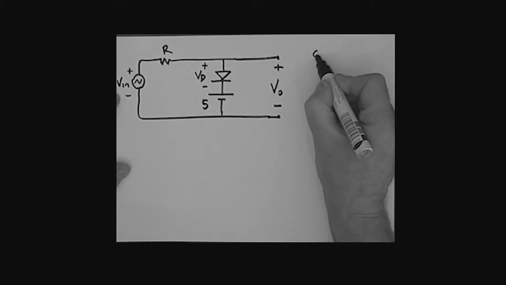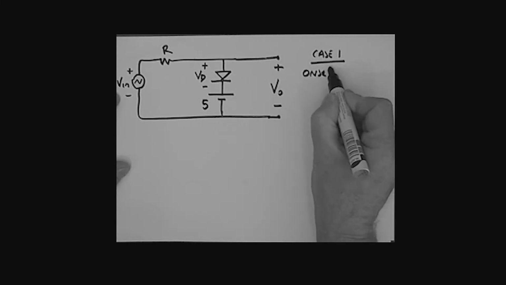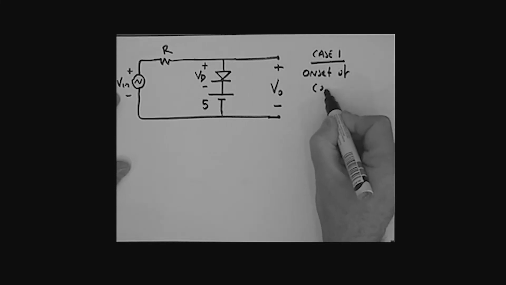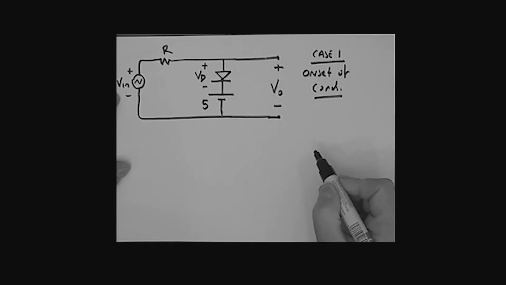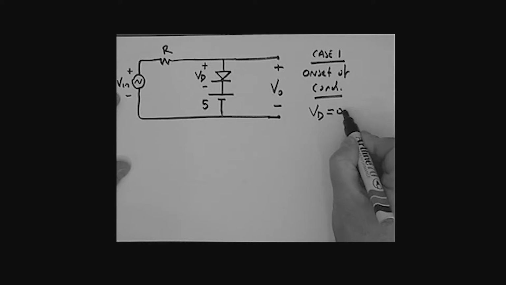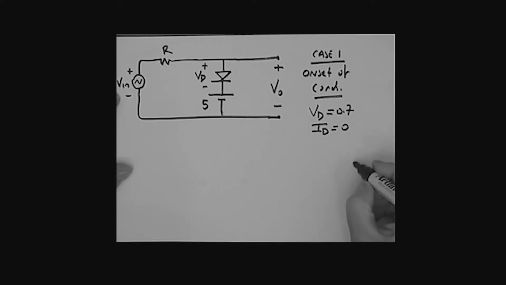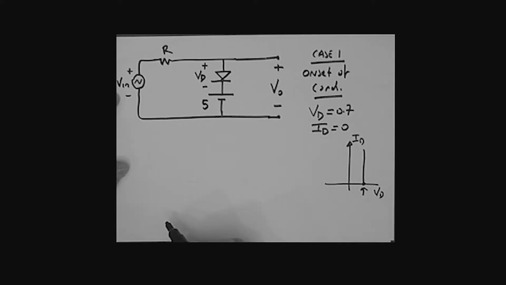So what we'll do is we'll look at case 1, and we'll say case 1 is really the onset of conduction. At the onset of conduction, the voltage across the diode reaches 0.7, but the current through the diode is still 0. If you looked at your characteristic here, this is ID versus VD. Basically what we're saying is that we're at this point right here.